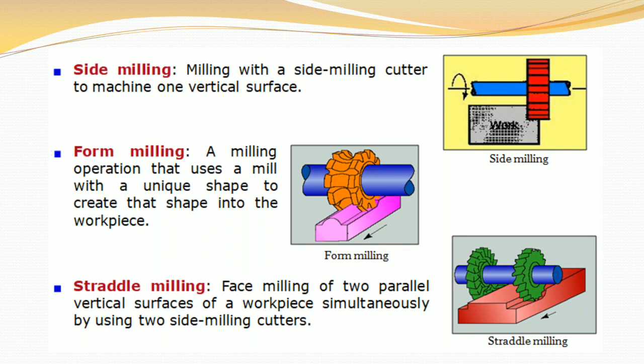Form milling. A milling operation that uses a mill with a unique shape to create that shape into the workpiece. Straddle milling. Face milling of two parallel vertical surfaces of a workpiece simultaneously by using two side milling cutters. And there are the figures of side milling, form milling, and straddle milling.